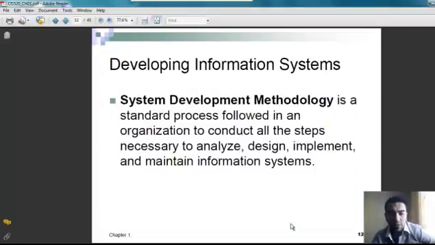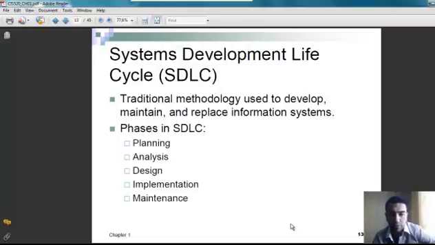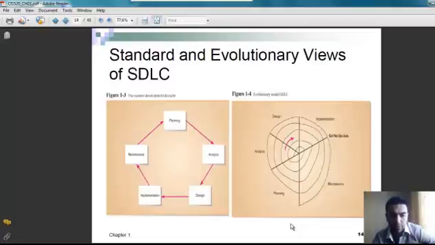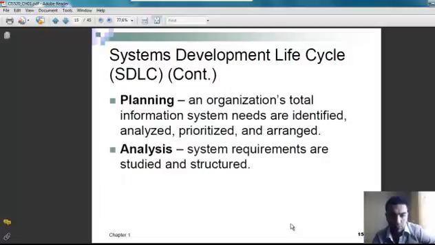Developing information systems. A system development methodology is a standard process followed in an organization to conduct all the steps necessary to analyze, design, implement, and maintain information systems. System development lifecycle, SDLC, is the traditional methodology used to develop, maintain, and replace information systems. Phases in SDLC: planning, analyze, design, implementation, and maintenance.